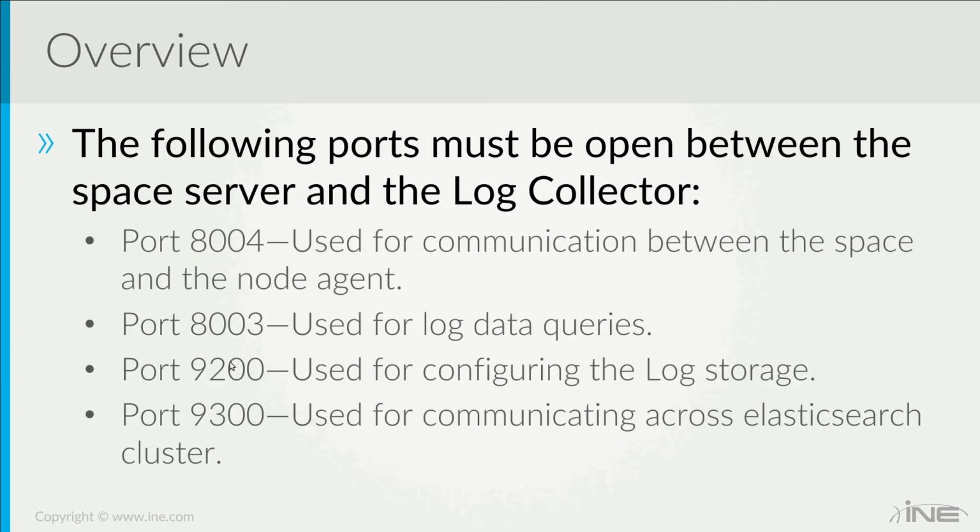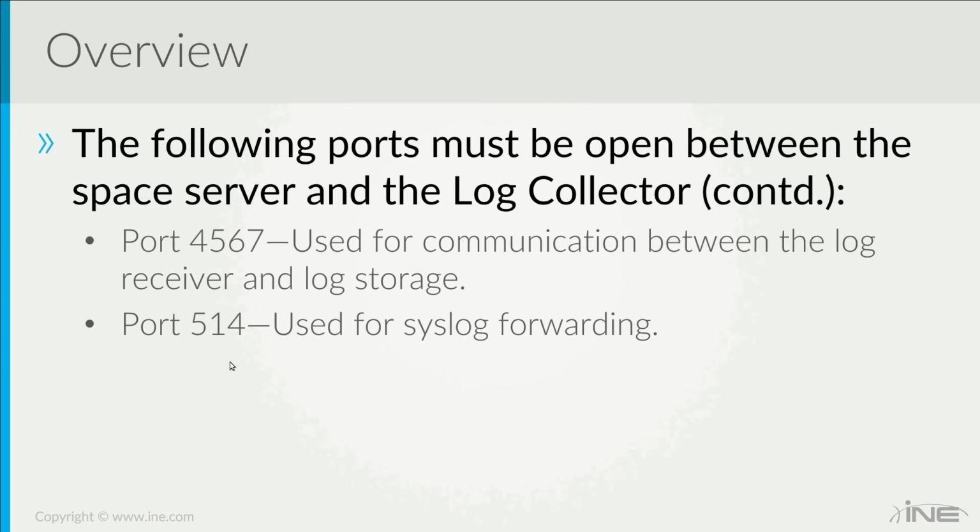The following ports must be open between the Junos Space server and the log collector. Port 8004 is used for communication between Space and the node agent. Port 8003 is used for log data queries. Port 9200 is used for configuring log storage. Port 9300 is used for communicating across the Elasticsearch cluster. Port 4567 is used for communication between the log receiver and log storage. And port 514 is used for syslog forwarding.